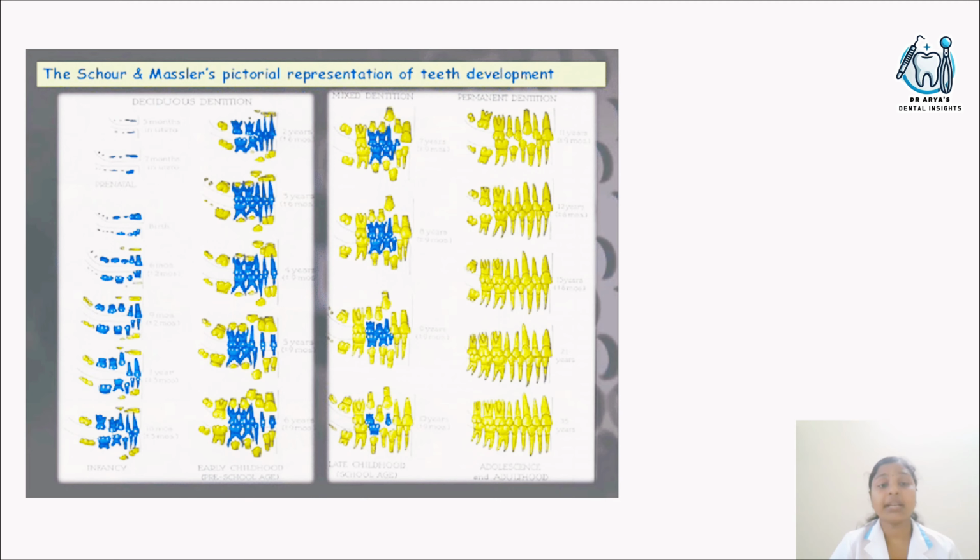And this is Schour and Massler's pictorial representation of teeth development, used for dental age estimation. It describes 20 chronological stages of tooth development, starting from 5 months of intrauterine life until 21 years of age. This chart is based on histological sections and permits direct comparison with radiographs.